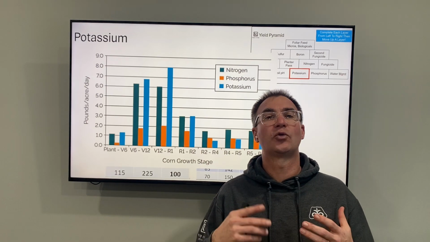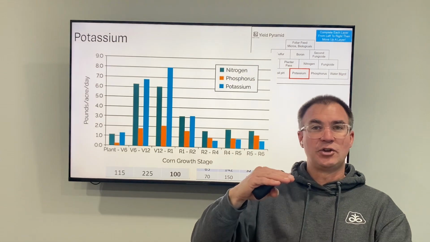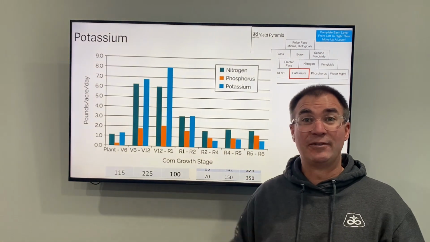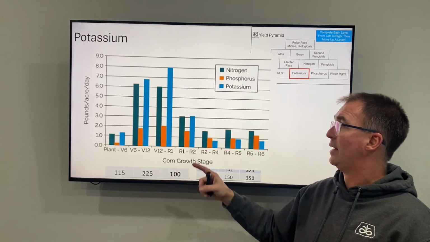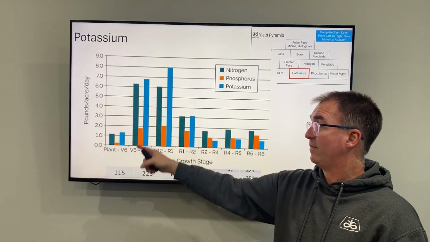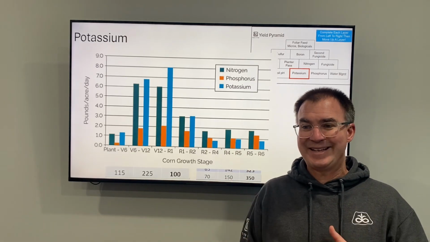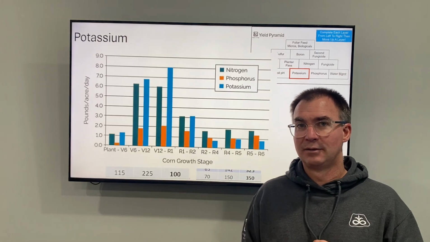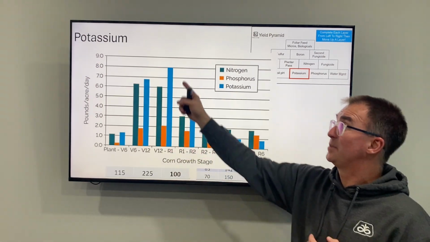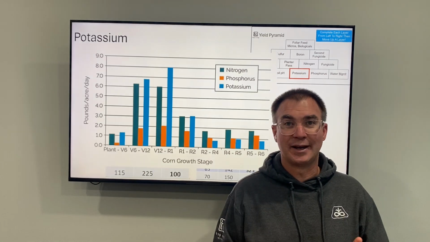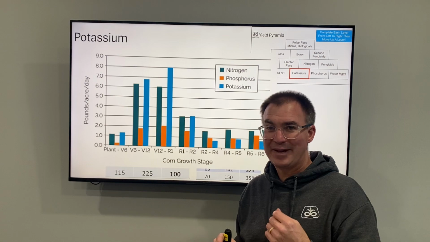What happens when we get to that rapid growth phase? It's growing a leaf every 2 to 3 days. It seems like it adds a foot every week. That's V6 to V12. Look how much things jump up. On potassium in particular, from V6 to V12, we're using almost 7 pounds of potassium per acre per day. Then from V12 to R1, it jumps up to 8 pounds per acre per day. Doesn't sound like much until you hit a bad stretch.